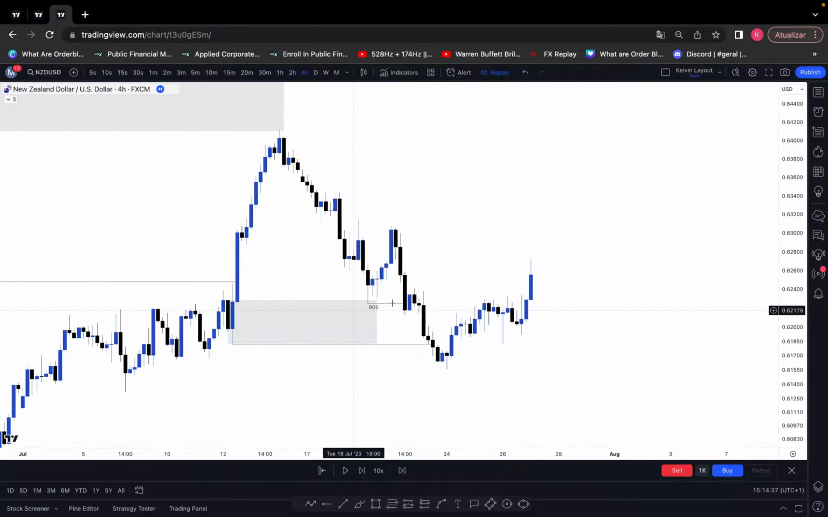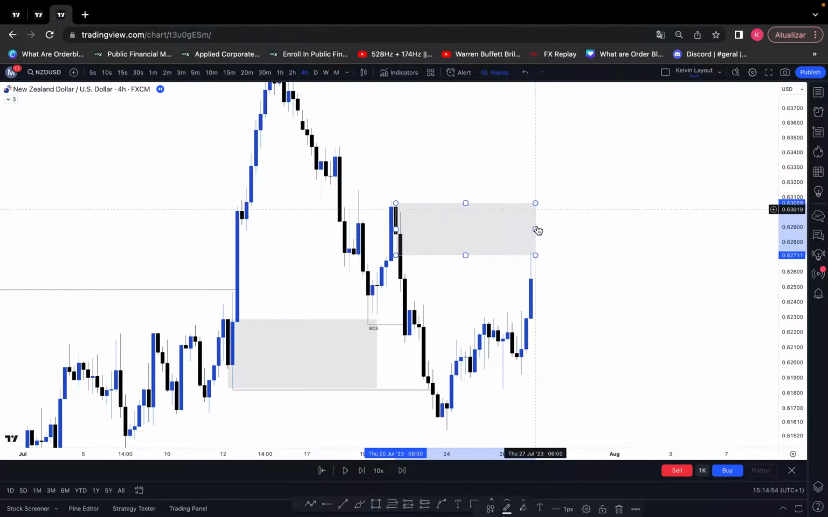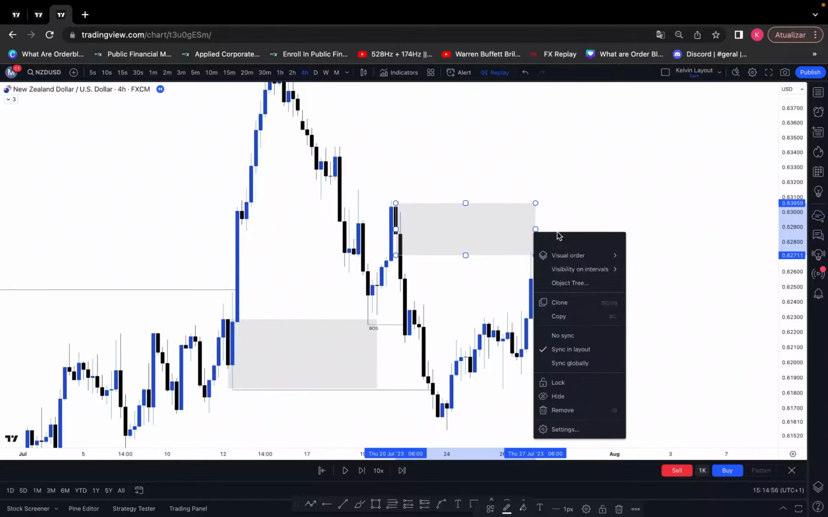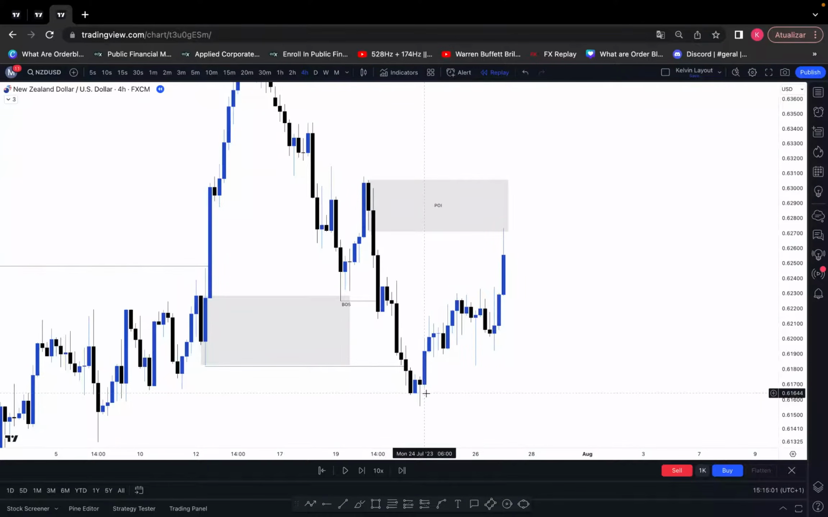So if we look at the structure right here, we can see that this was a low, the high, then price broke structure and it made the new low. So what was responsible for that? We have a very clean order block right here on the 4-hour. This very, very clean order block. So we can just mark this point of interest right here. Right, so this right here is our 4-hour point of interest. So we have a 4-hour break of structure to the downside.